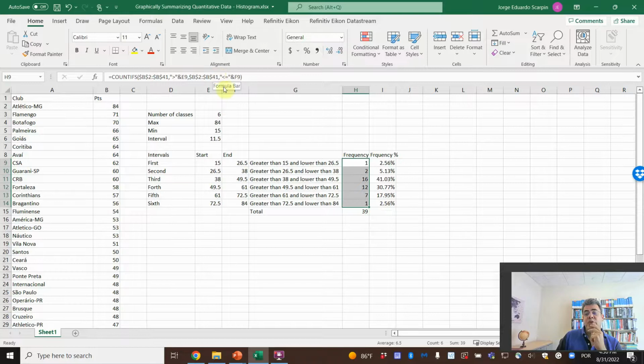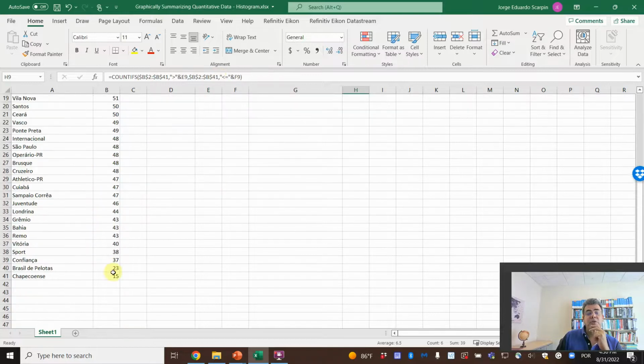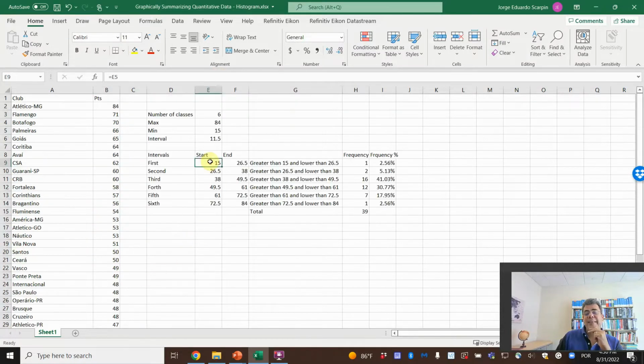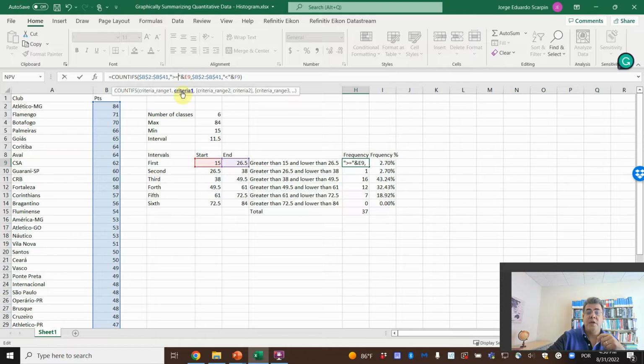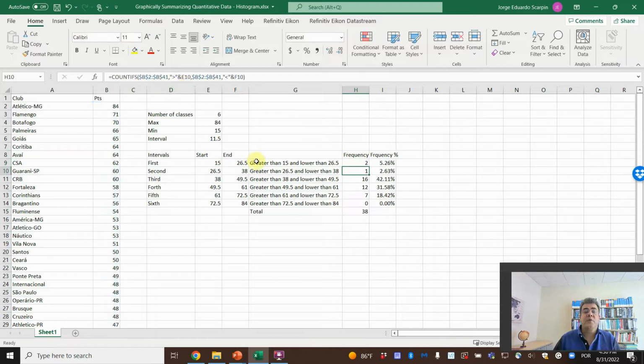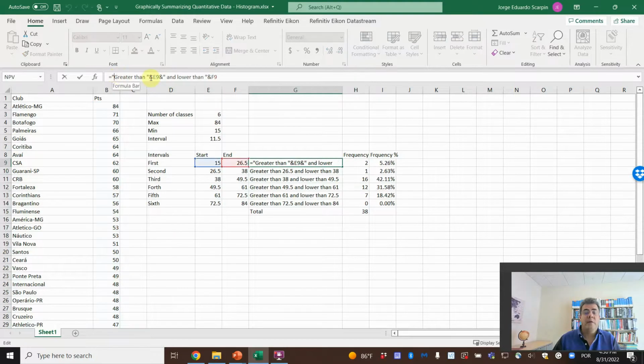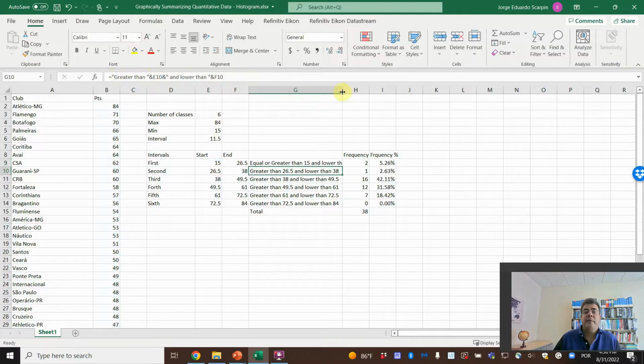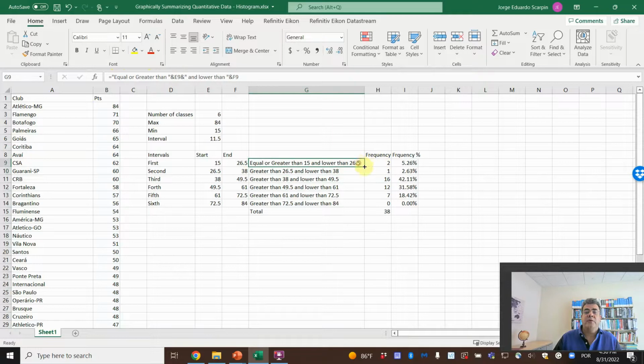So you still have one short. Why? Because the lowest one is 15. So here should be the equal. Equal or greater than. So let's come back here, and then this greater or equal the first one. So here, instead of greater, equal or greater than.